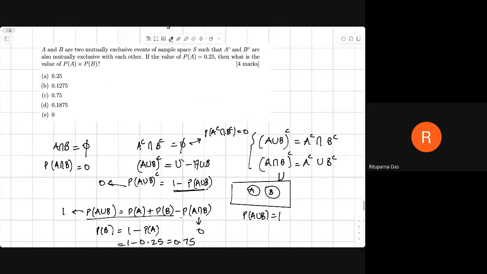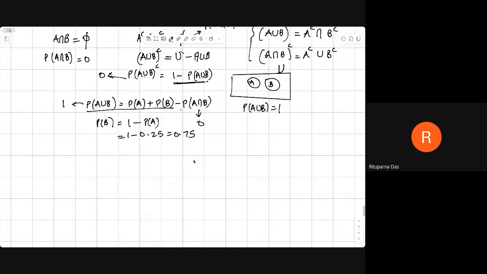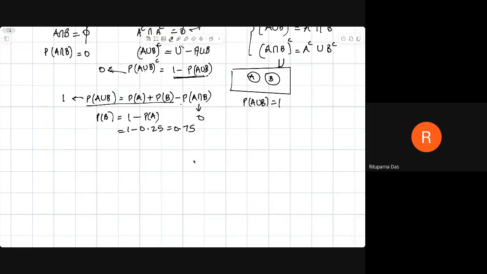Okay. So what have they asked? They have asked P of A into P of B. So P of A into P of B is 0.25 into 0.75. So that is your answer.